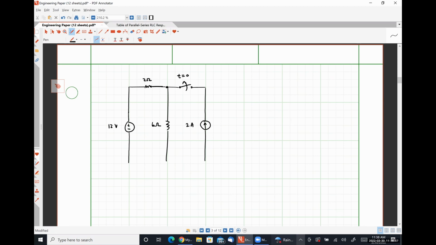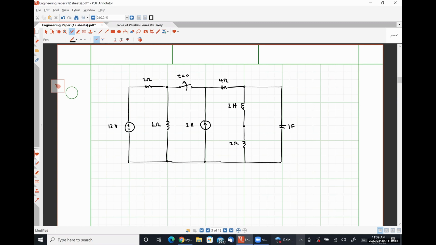Here we have a 2-amp source. Here we have a 4 ohm resistor, a 2 Henry inductor, a 2 ohm resistor, and a 1 farad, or astronomically large, capacitor, which I'm sure the author of this textbook chose purely to make the numbers pretty.